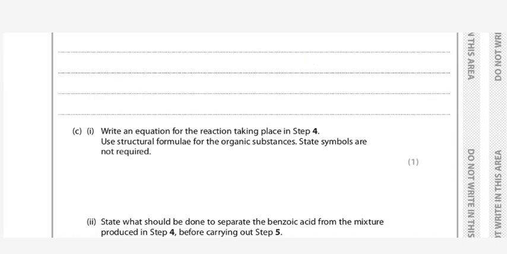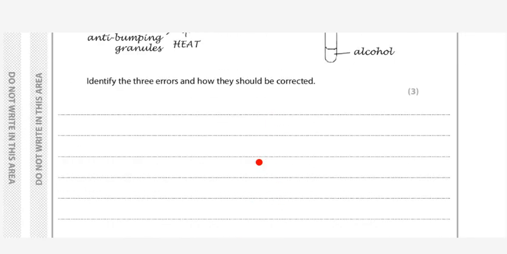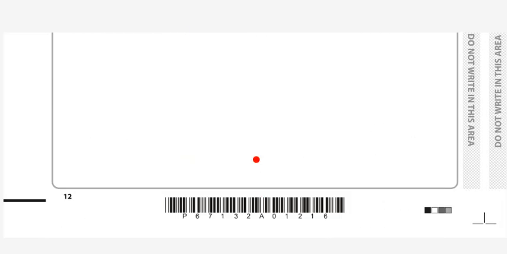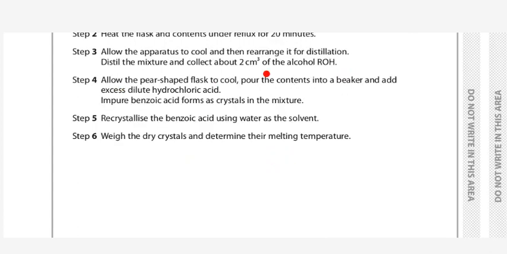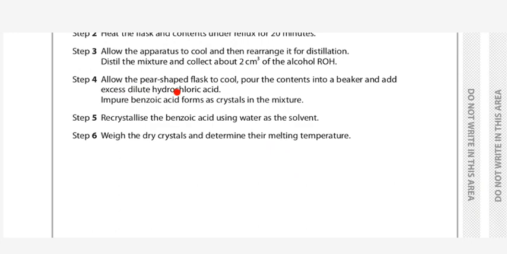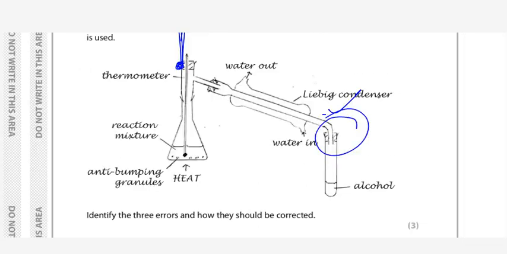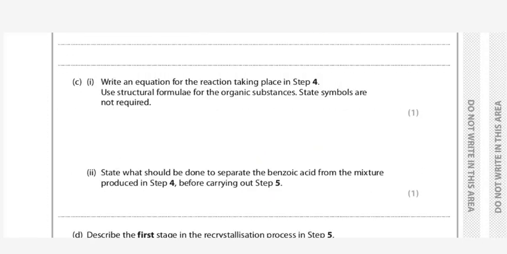Reaction in step 4. What is step 4? Excess dilute hydrochloric acid. Impure benzoic acid crystals are formed. So first you get the sodium salt of benzoate. By adding hydrochloric acid, you get the benzoic acid, right? So the sodium salt of benzoate turns to benzoic acid.